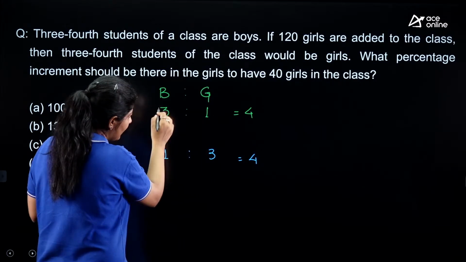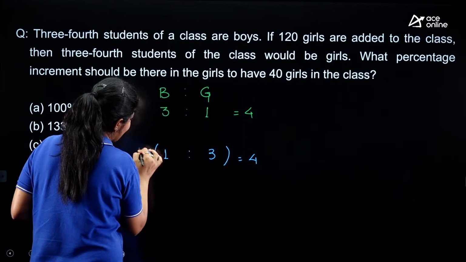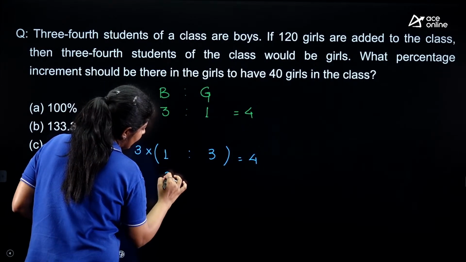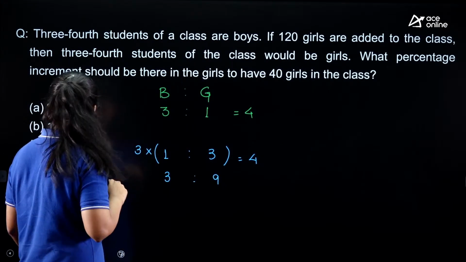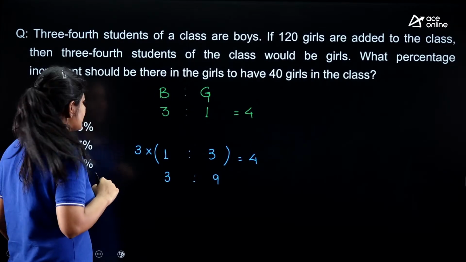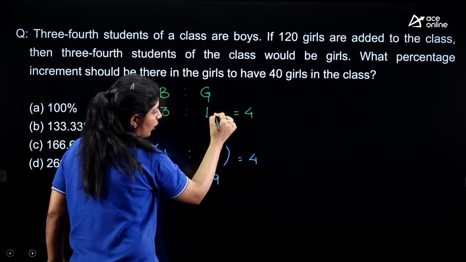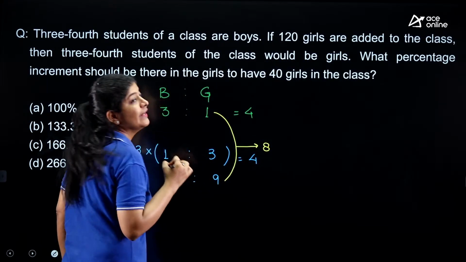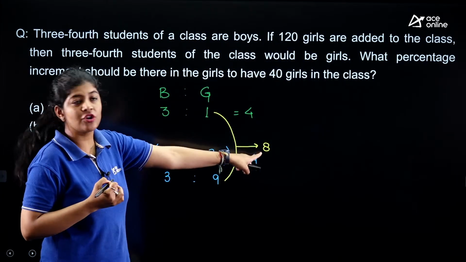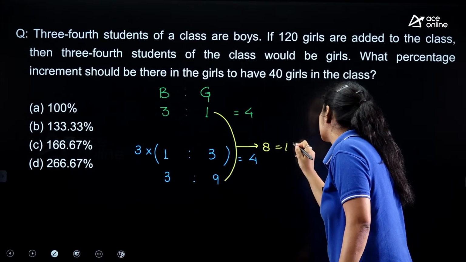That means first you need to make the value of boys equal. So I simply multiplied by 3 and got 3:9. This is my new ratio, right? Now I can observe why I am getting this change in the value: because I added 120 girls, there is a change of 8 in it.